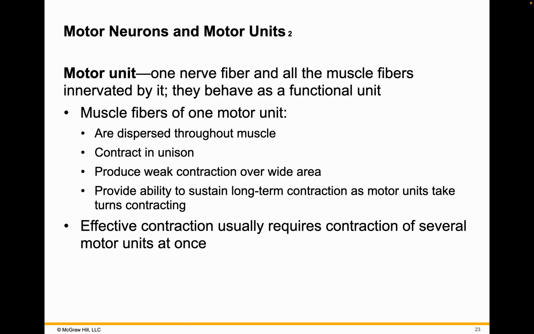Muscle fibers of one motor unit are dispersed throughout the muscle. They will contract in unison. They can produce weak contractions over a wide area. They provide the ability to sustain long-term contractions as the motor units will take turns contracting. An effective contraction usually requires the contraction of several motor units all at once.